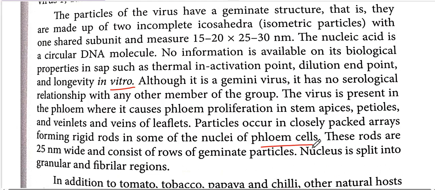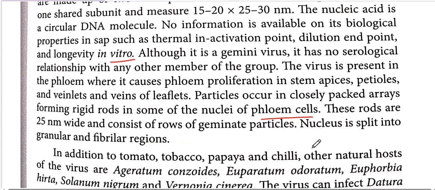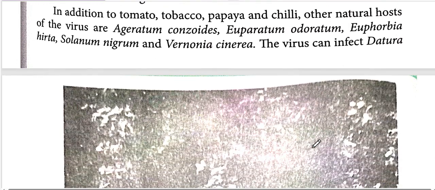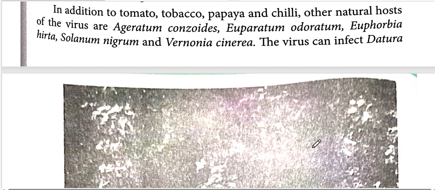These rods are 25 nanometers wide and consist of rows of geminate particles. The nucleus is split into granular and fibrillar regions. In addition to tomato, tobacco, papaya, and chili, other natural hosts of the virus are Ageratum conyzoides, Eupatorium odoratum, Euphorbia hirta, Solanum nigrum, and Vernonia cinerea.